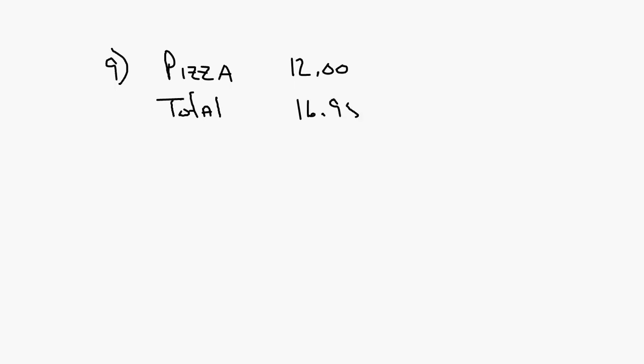Number 9 on the study guide. It says that John and 2 friends are going out for lunch. So how many people are going for lunch? 3. John and 2 friends, 3 people. They split 1 pizza and 3 drinks. The pizza cost 12 bucks. The total spent was $16.95. Find the cost of 1 large drink. All right? Cost of 1 large drink.